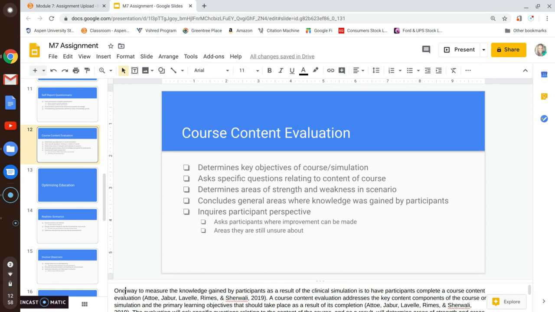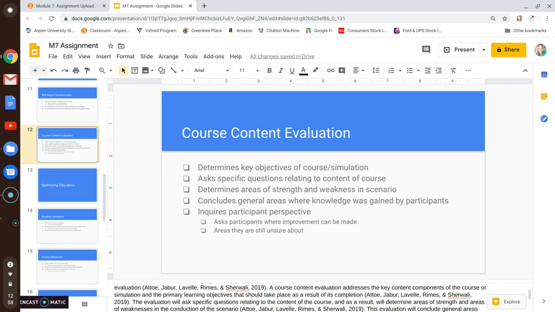One way to determine the knowledge gained by participants as a result of the clinical simulation is to have participants complete a course content evaluation. A course content evaluation addresses the key content components of the course or simulation and the primary learning objectives that should take place as a result of its completion. The evaluation will ask specific questions relating to the content of the course, and as a result will determine areas of strength and areas of weakness in the conduction of the scenario.